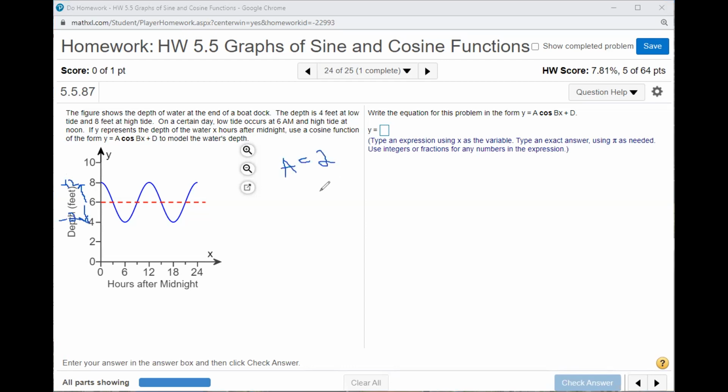To get B, we need to know our period. It looks like our period starts at 0 hours, goes down, and goes back up. So it repeats every 12 hours. So our period is 12 hours.